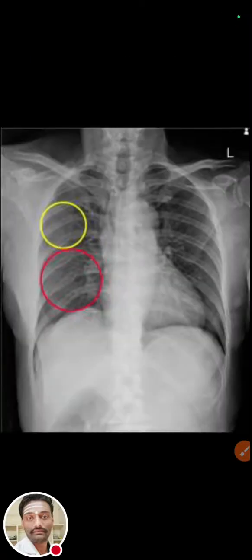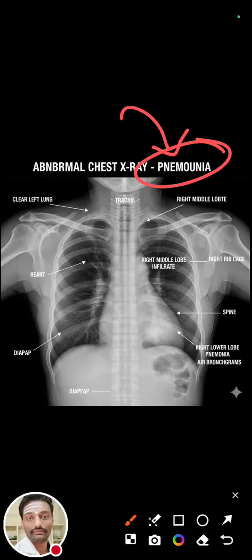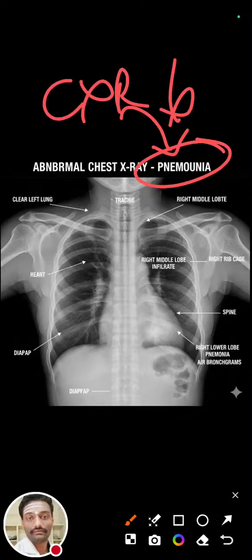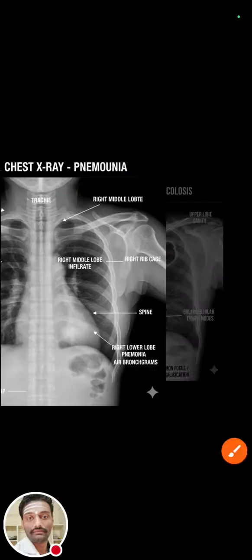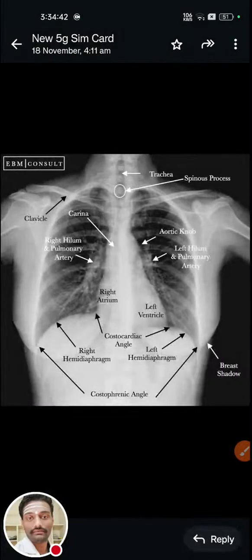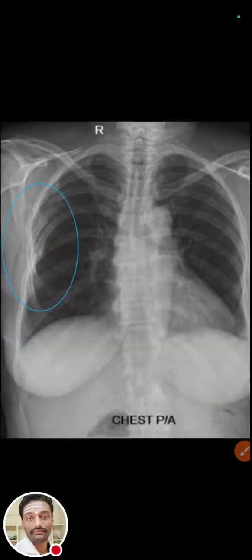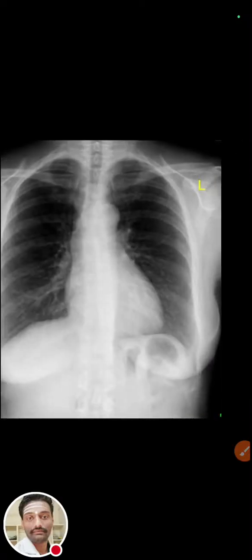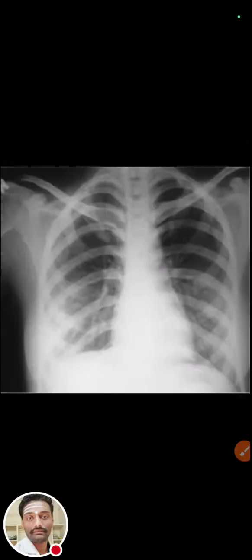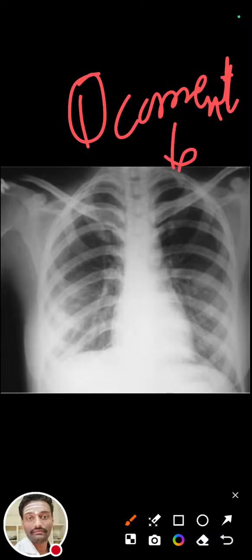Here we are ending this live stream video. In the next live stream video we will discuss the findings we will see in the tuberculosis case, heart failure and pneumonia case, cardiac pathology and cardiomegaly and COPD changes. What are the changes in the chest X-ray in the upcoming video. If you know the differential diagnosis of this chest X-ray, comment below.